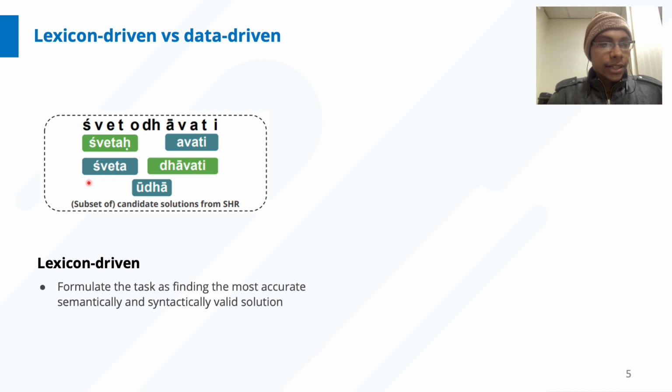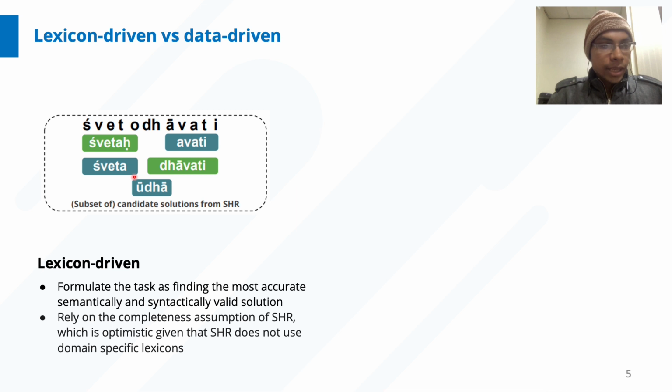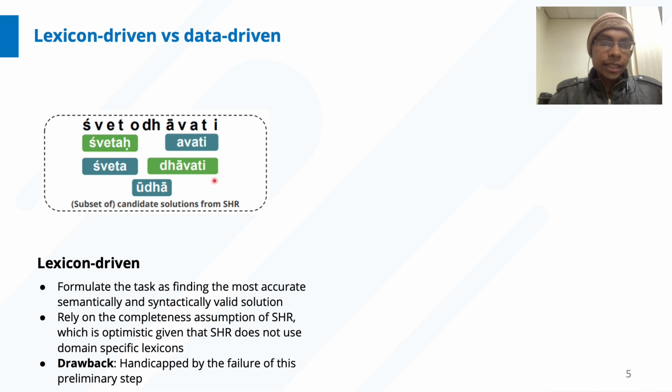These lexical-driven approaches formulate the task as finding the most accurate, semantically and syntactically valid solution. So here both solutions are syntactically valid, and only one solution is semantically valid. They rely on the completeness assumption of the SHR, which is optimistic given that SHR does not use a domain-specific lexicon. That means that if this first step fails, then these approaches become handicapped.